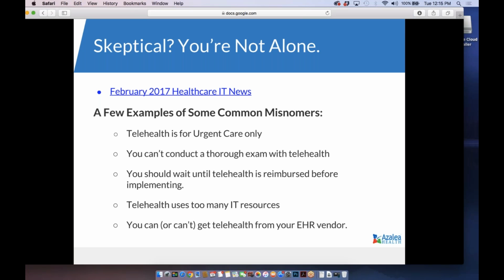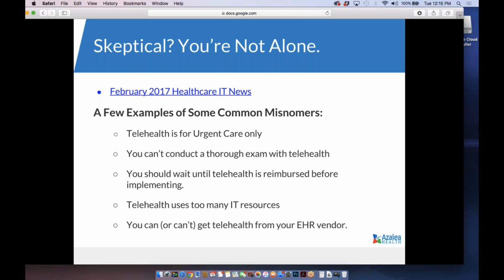The next one is telehealth uses too many IT resources. Again, this is one of those objections that may have been valid 2 or 3 years ago, but if you look at the technology today, it's very much off-the-shelf technology. The difference is today it's embedded in the workflow for your specific application in your office, which makes it actually easier. Most, if not all, of this technology can be supported remotely in the cloud by your telehealth provider. So I do not see this as a legitimate reason not to adopt today.